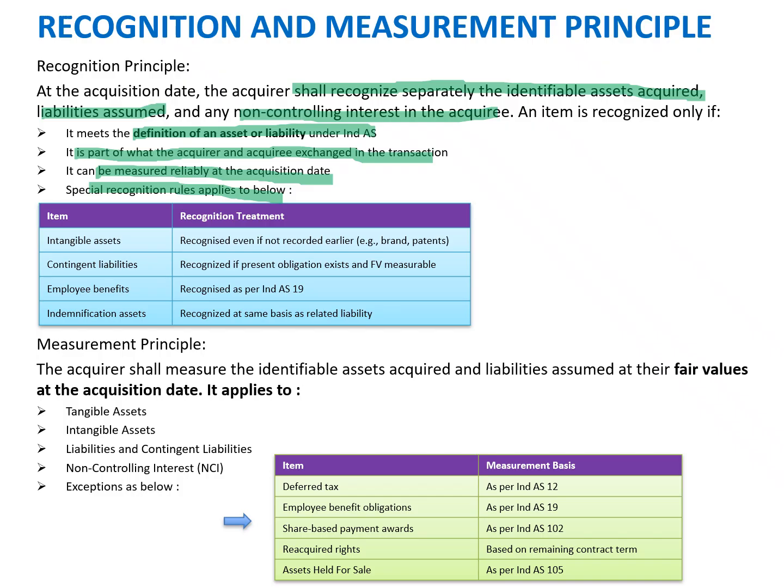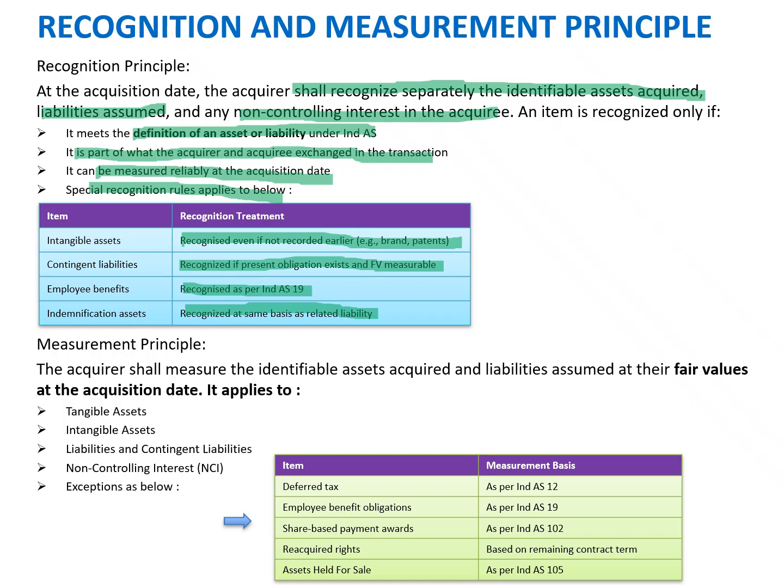Intangible assets are recognized even if not recognized earlier. In the last example, we looked at the brand, which was not recognized because it was an internally generated intangible. It was not recognized in the books of the acquiree, but it was recognized when the acquisition happened. A contingent liability is recognized if a present obligation exists and the fair value is measurable. Employee benefits are recognized as per Ind AS 19. Indemnification assets are recognized on the same basis as the related liability. So it depends upon the kind of indemnification that we are going to have from the acquiree.